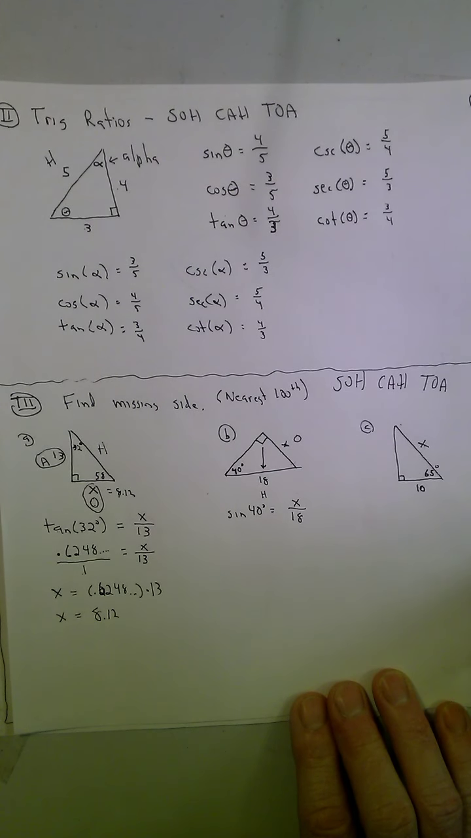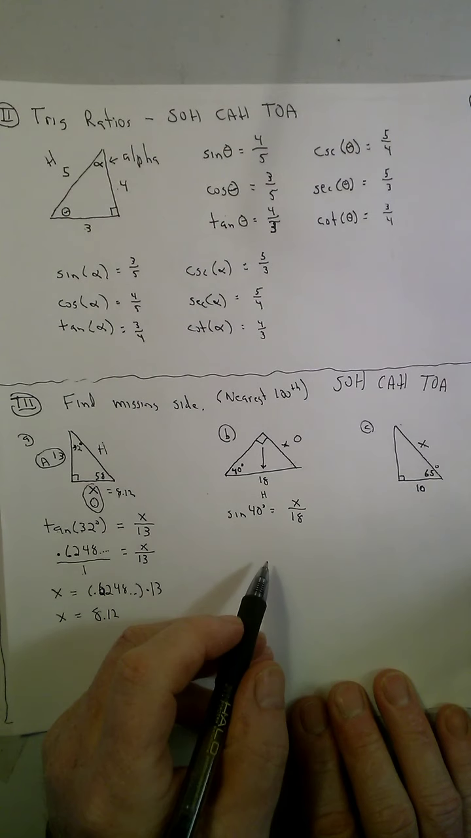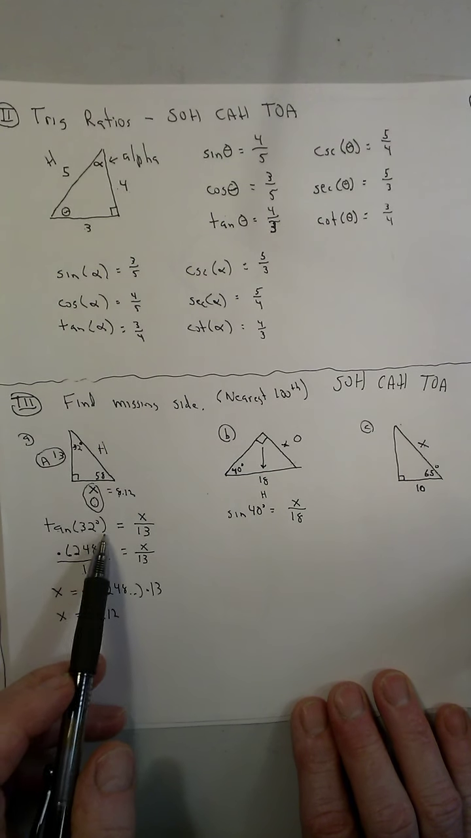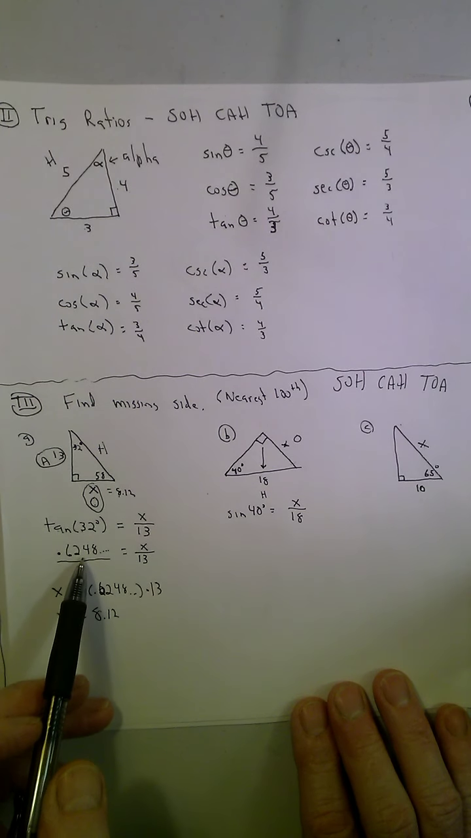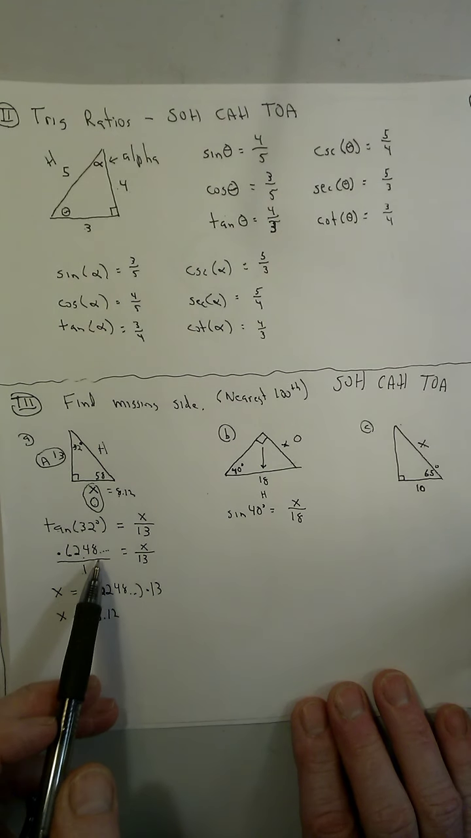Okay, now over here what I did was find this value and write it down. Now I know it's going to come out to be a number, so if I want to save a step and not write down this decimal approximation, I can go like this. I can say, okay, I know that's a number, and I'll put it over 1. And now I'll do the cross multiply.